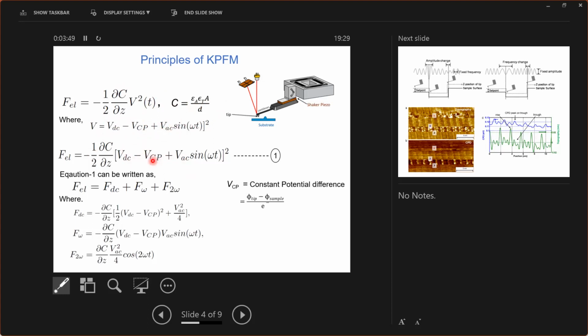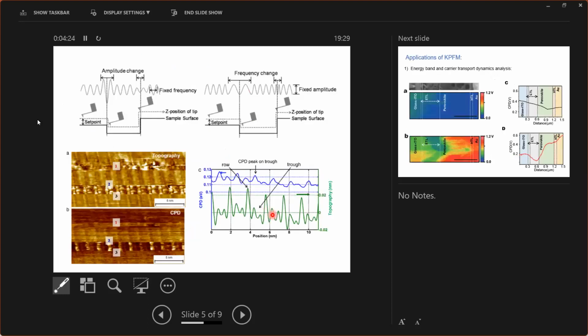If we elaborate this equation, and take this as A and this as B, then (A plus B) squared, we can write as this equation, where F_DC will be this square, and V_AC squared comes from sin squared omega t plus cos squared omega t, and the cos squared omega t will cancel out from cos 2 omega t, and this is the 2AB term. And the constant potential difference is generally given as V, meaning the work function of the tip minus the work function of the sample, divided by the electronic charge.